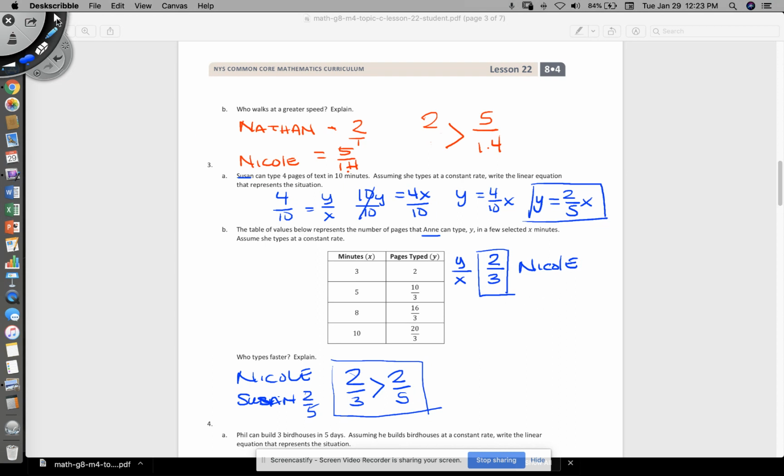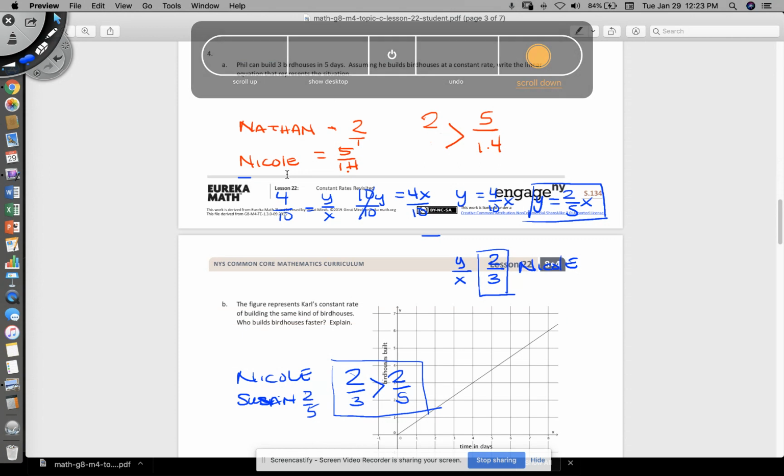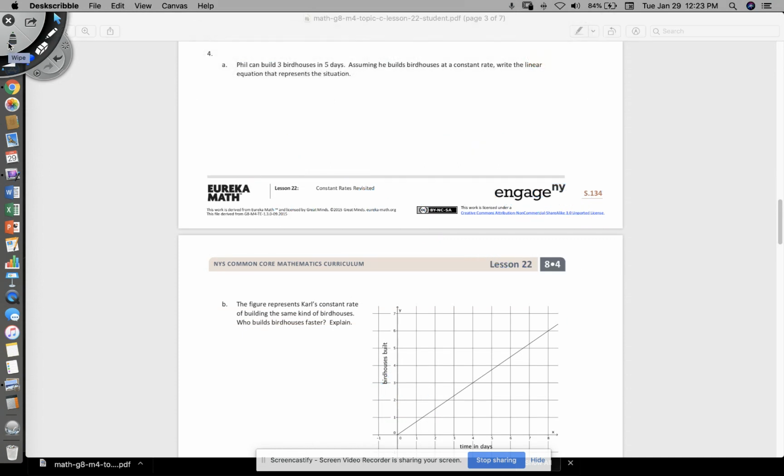All right, let's move to number 4. So 4 and 5 you are responsible for. Actually it's not 4 and 5, it's 4A, 4B, and 5. So make sure you do all 3. And if you forget what it means to be proportional, make sure you look up. There are 2 things that a graph must have in order to be proportional. So make sure you check those out. So that ends this tutorial.